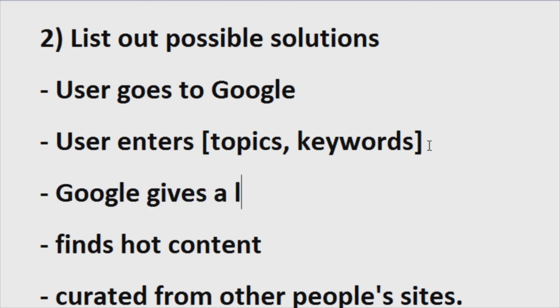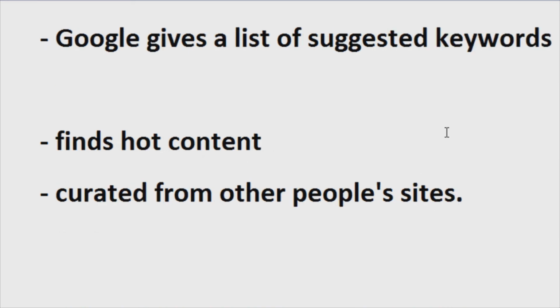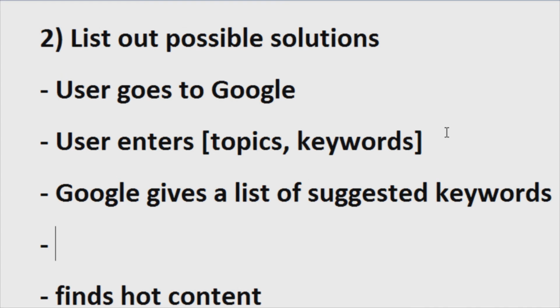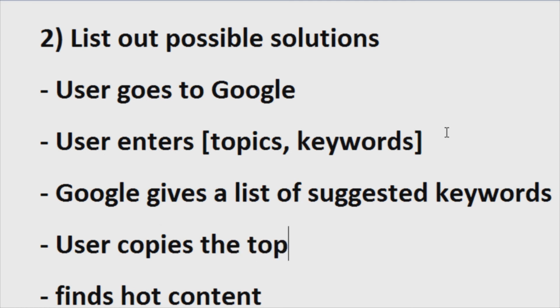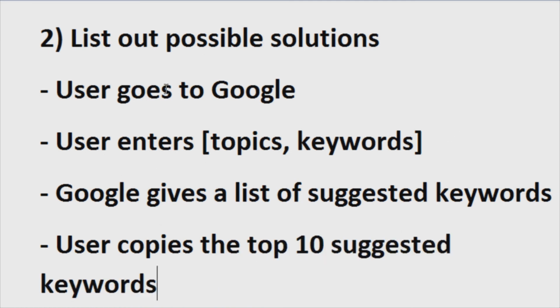Google gives a list of suggested keywords, and the normal process is that the user copies the top 10 suggested keywords. So what I'm doing right now is I'm trying to break it down to what the user does. Don't worry about what the plugin does yet. We're gonna do all that in just a minute.